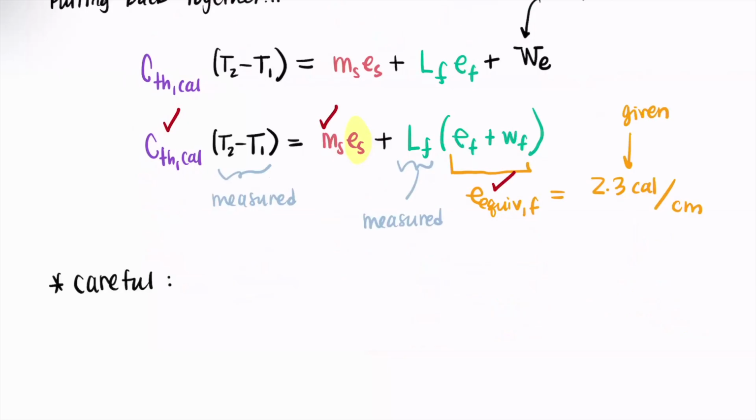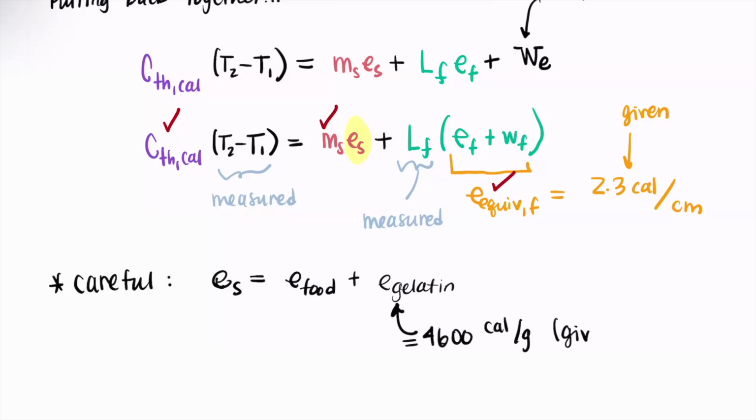So if you remember, our sample is inside a gelatin capsule, right? So we need to isolate the food from the gelatin. So in this case, ES is E food plus E gelatin. And E gelatin is equal to 4,600 calories per gram. And this is given. Okay. So essentially we want to find this guy. And this is given. Any questions on that? No, it's okay.